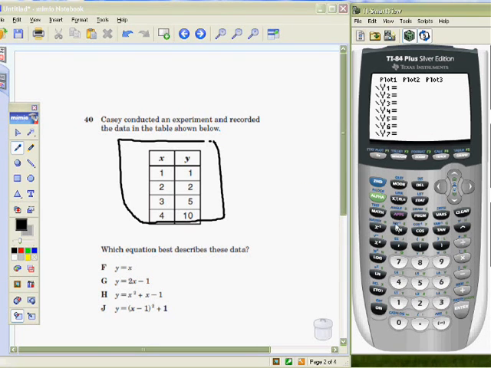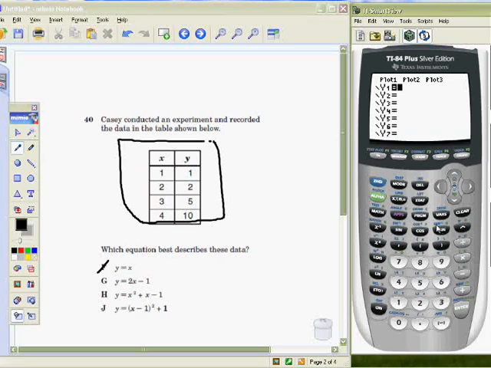If I go to my y equals and I enter in choice F, y equals x. If I go to second graph, that's going to take me to my table. Look, I have another t-chart here. But this t-chart is associated with this equation. If this t-chart matches the t-chart I'm given here, then that's going to be my answer. Let's take a look. Over here I've got 1, 1, 2, 2, 3, 5, and 4, 10 for my ordered pairs. I have up here 1, 1, that works, 2, 2, that works, but I have 3, 3. So that tells me that F cannot be my answer.